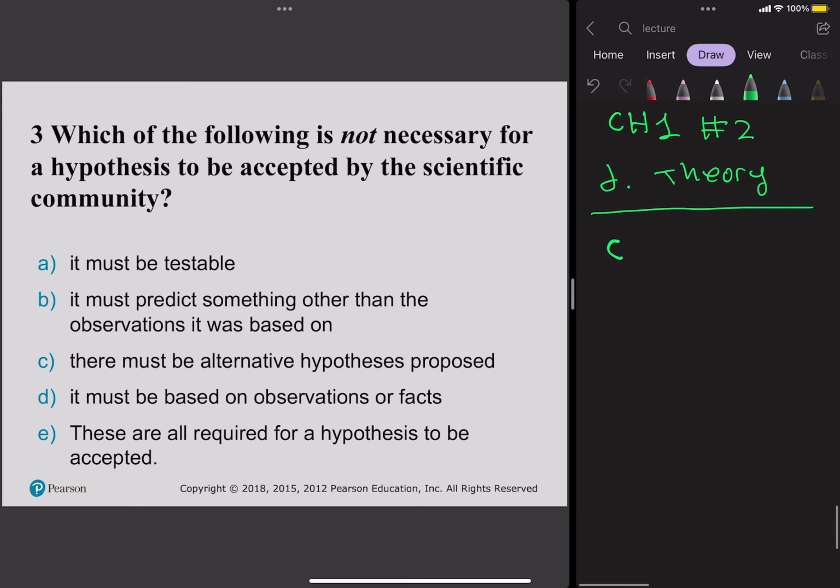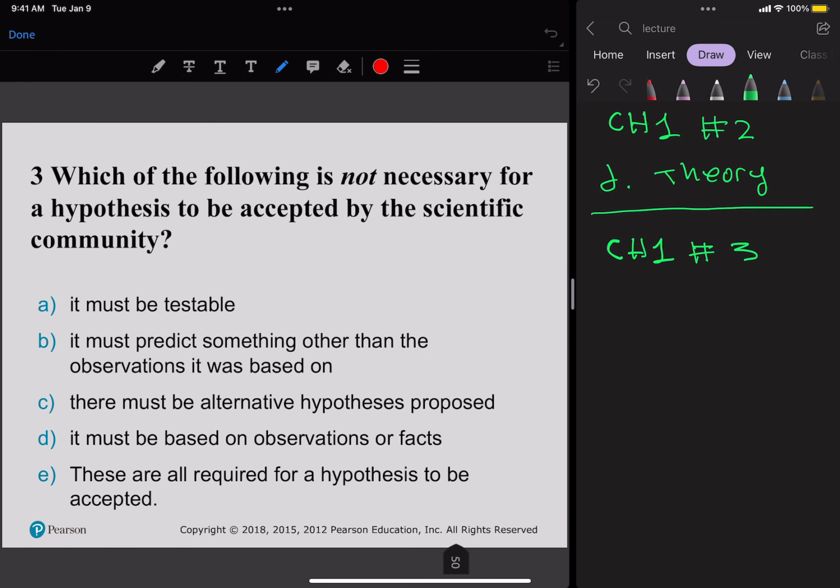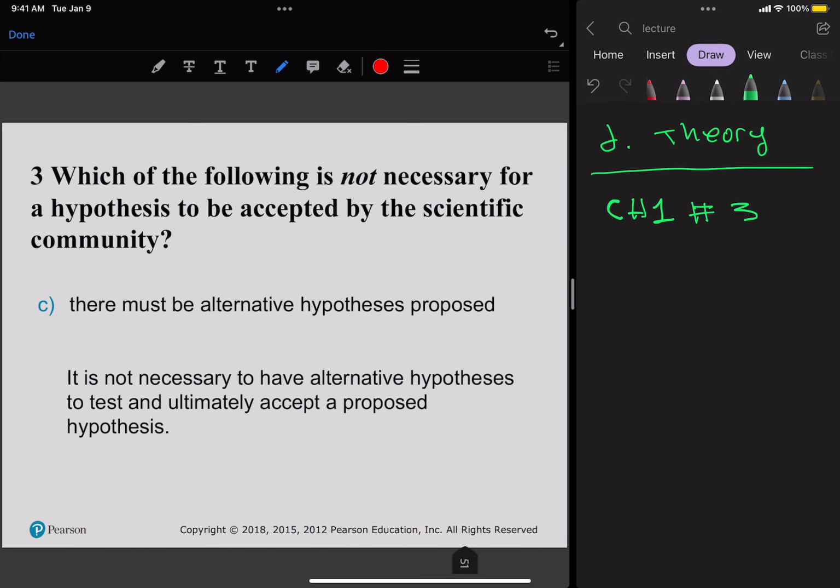Next one, chapter 1, number 3. Which of the following is not necessary in order for a hypothesis to be accepted by the scientific community? So let's see what the answer is. Chapter 1, number 3, it's C, that there doesn't need to be an alternative hypothesis.